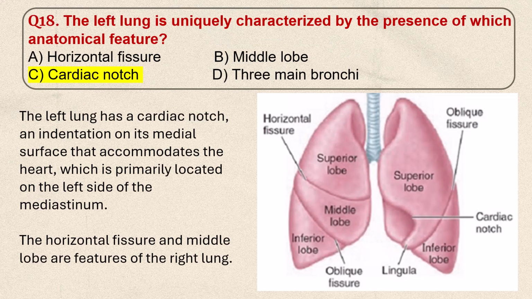Cardiac notch. So when you look at the left lung, the left lung has a cardiac notch. This is the cardiac notch, an indentation in the medial surface that accommodates the heart. So here it accommodates the heart, which is primarily located on the left side of the mediastinum. Other answers like horizontal fissure and the middle lobe are both features of the right lung here.